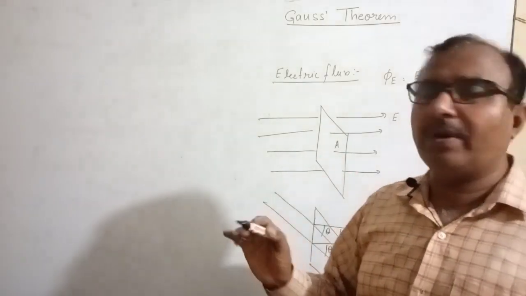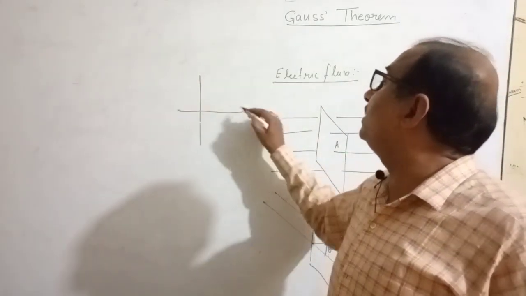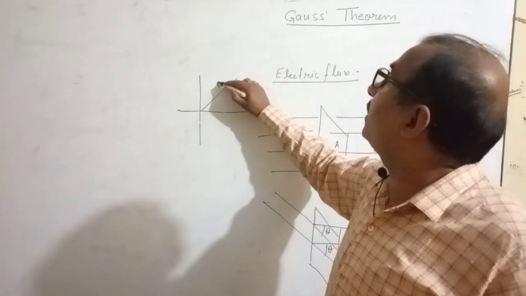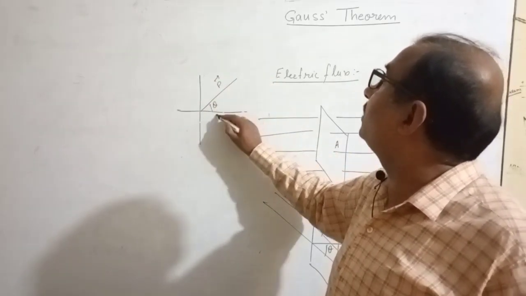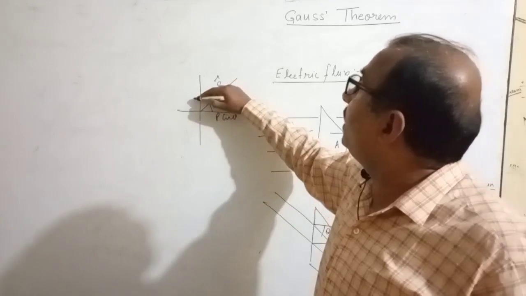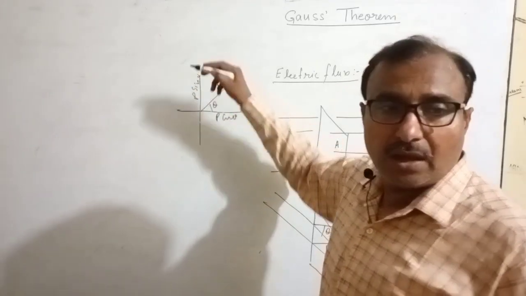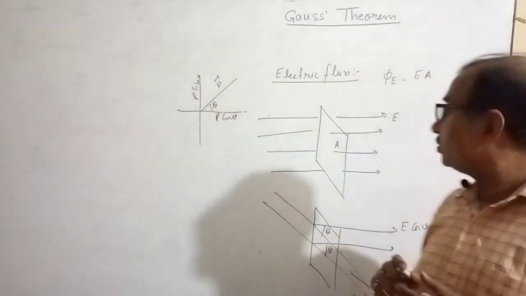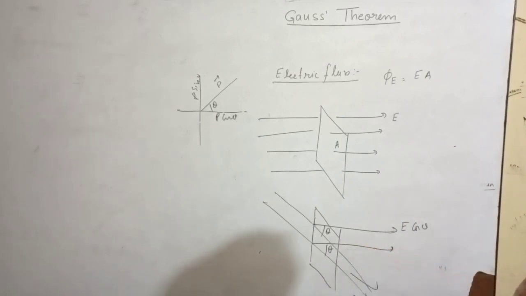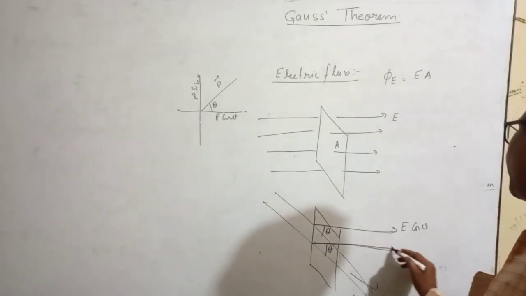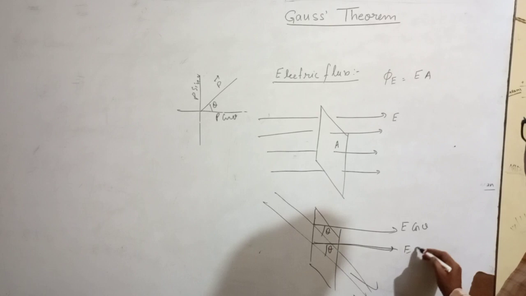You all know components. What are components? As I told, these are two axes. This is vector P. It is at angle theta. So this must be P cos theta, and this must be P sin theta. Already I told. Similarly here, two components. So the perpendicular component is E cos theta.